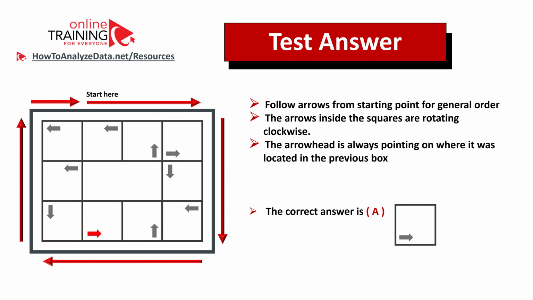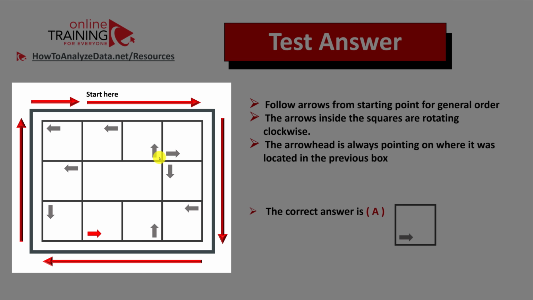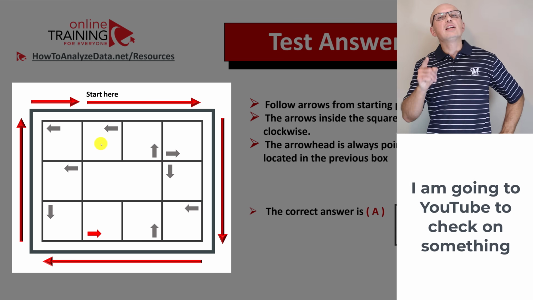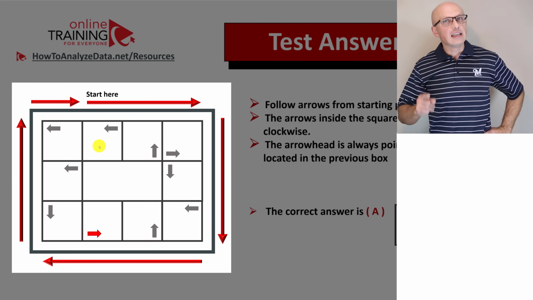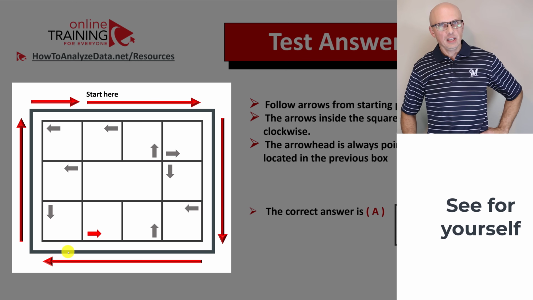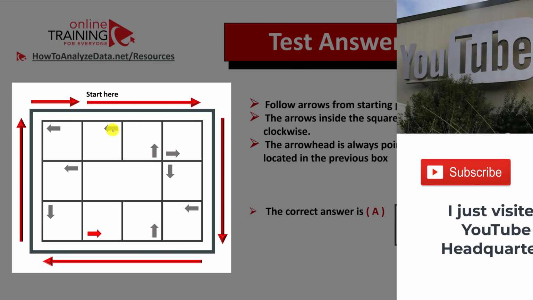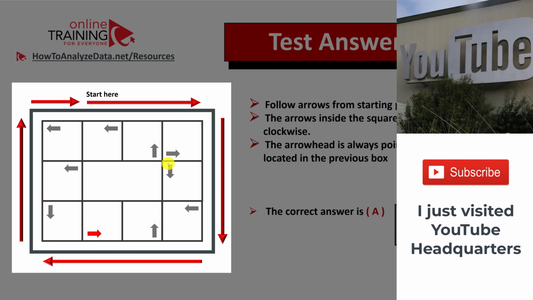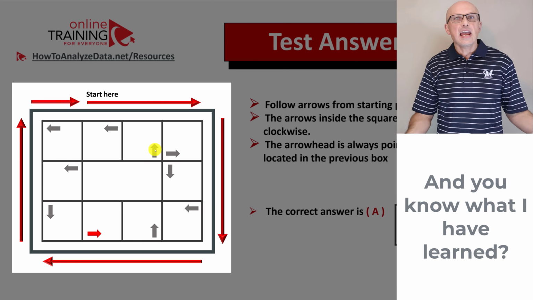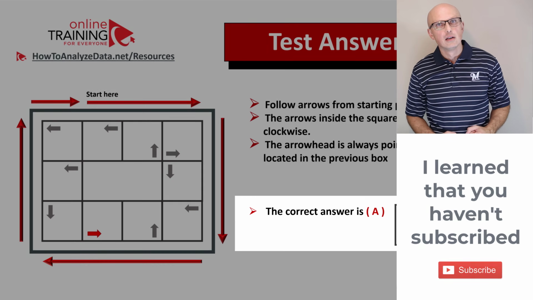Number 1 is the general flow of squares, and then there is a sequence of arrows inside the squares. For example, we're starting the flow right here, not in the corner. It's kind of in the middle of the upper row, and then you need to follow the red arrows for the general order. The arrows inside the squares rotating clockwise, and what you can see is the arrowhead for that smaller arrow always points to where it was located in the previous box. So the correct answer here is choice A.